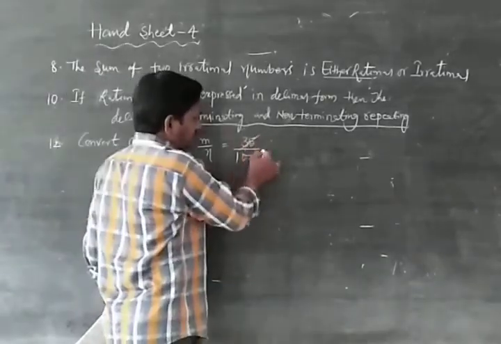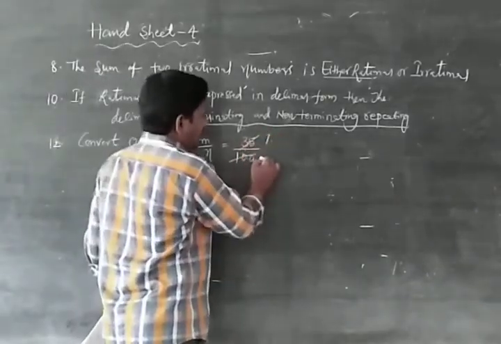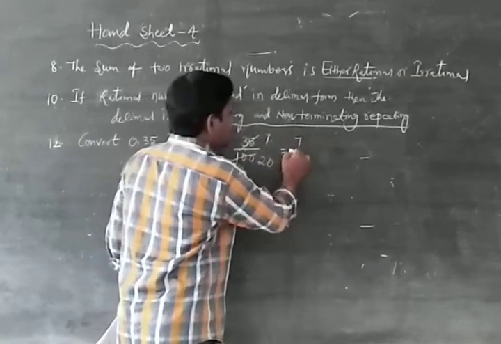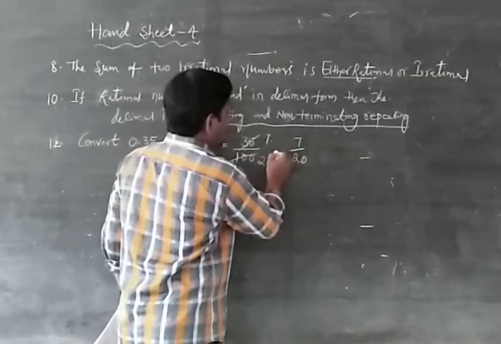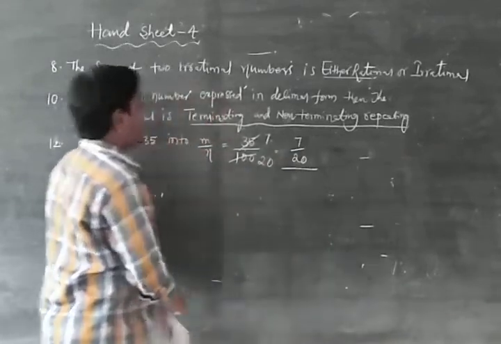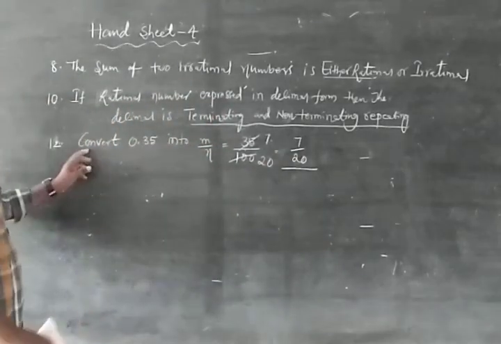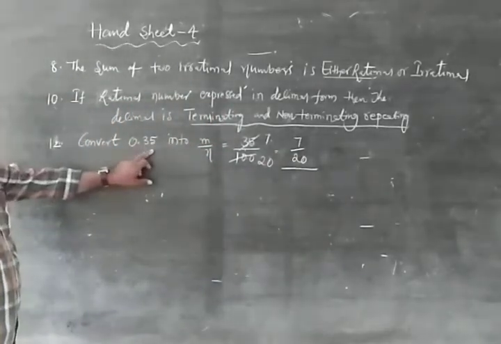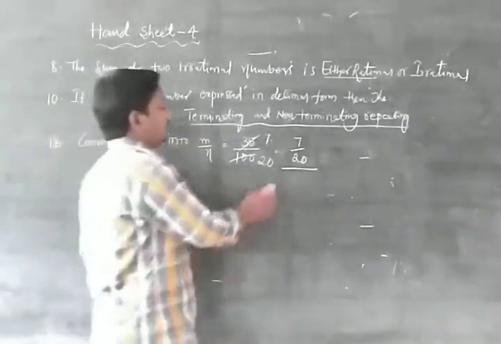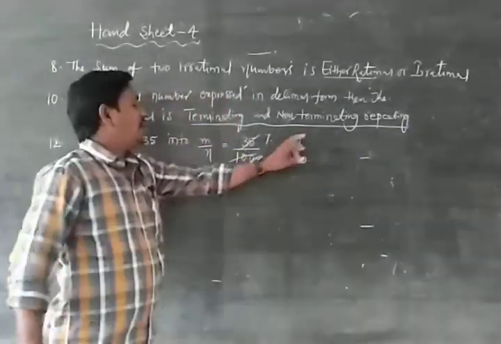Five tables are 20, times 7 here. That means 7 by 20. What is the answer? 7 by 20. Convert 0.35 into m by n form, which means 7 by 20.